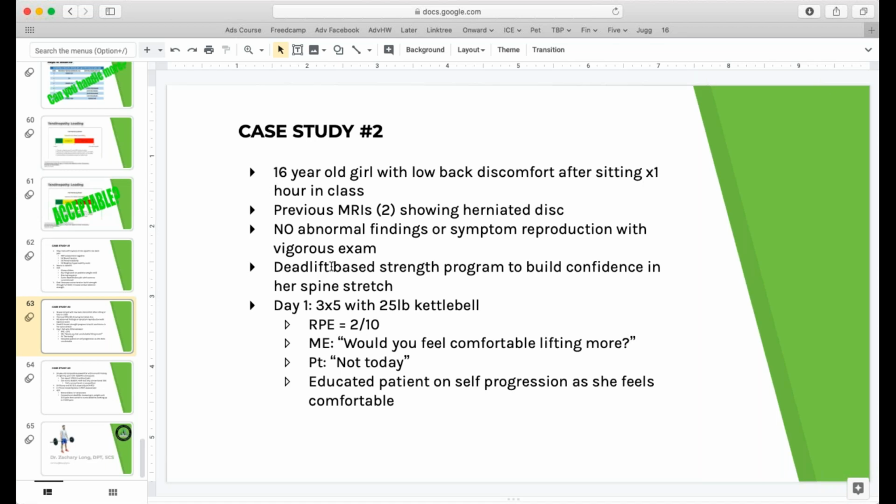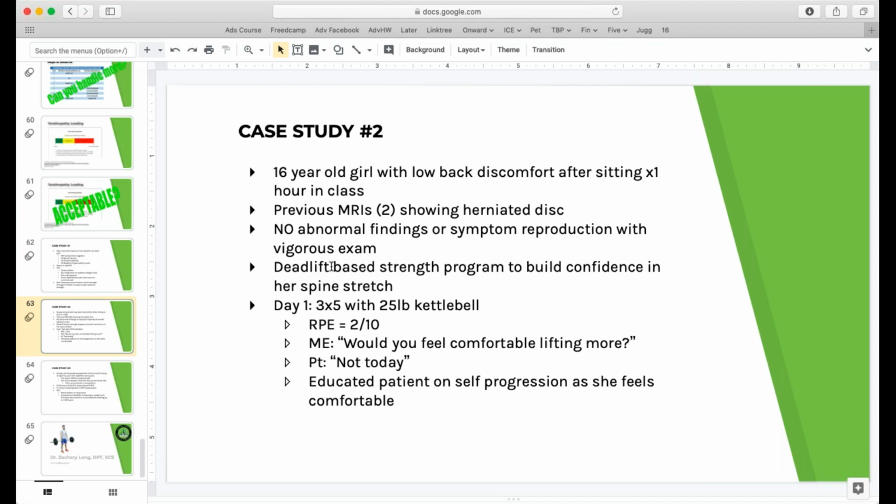So day 1, we started with kettlebell deadlifts. We worked up to 3 sets of 5 with a 25-pound kettlebell. And I asked her, on a scale of 0 to 10, rating of perceived exertion, how hard do you feel like that was? And she said it was a 2 out of 10. So in my mind, I'm like, yes, we can load this up a lot more.